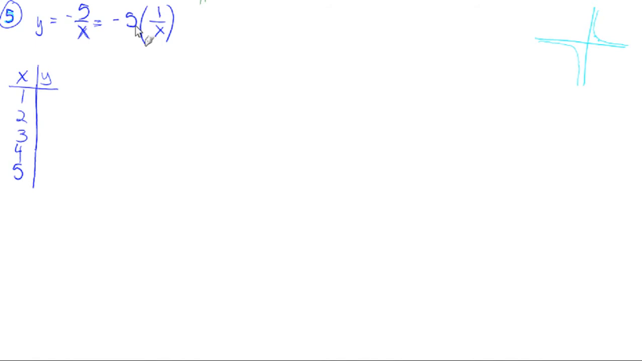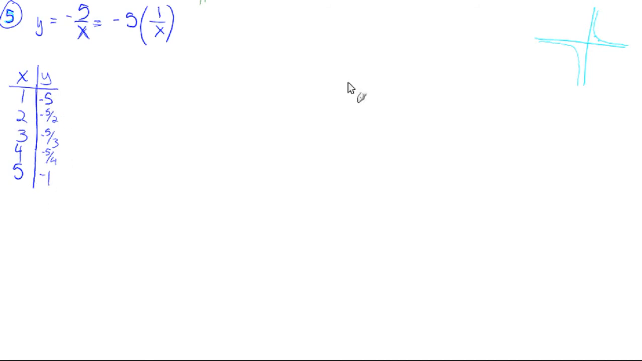So we're going to multiply 1 over x by negative 5, or we could look at it as taking negative 5 over x, or whichever way we like to do it. So we'll put a 1 in here. That's 1 over 1 times negative 5, which is negative 5. Put a 2 in there: 1 over 2, that's 1/2 times negative 5, which is negative 5 halves. Put a 3 in there, you get negative 5 thirds. Then negative 5 fourths. Then negative 5 fifths, which is negative 1.